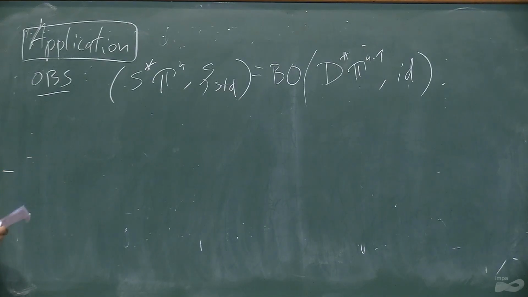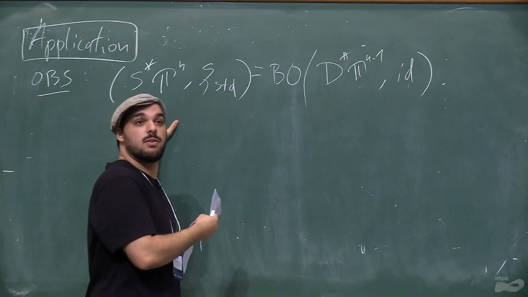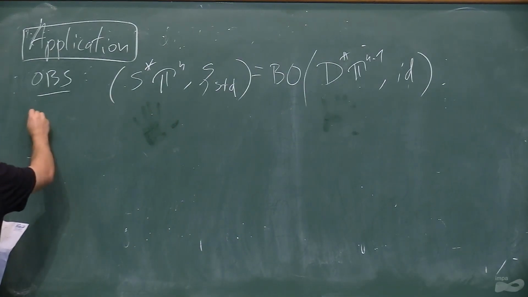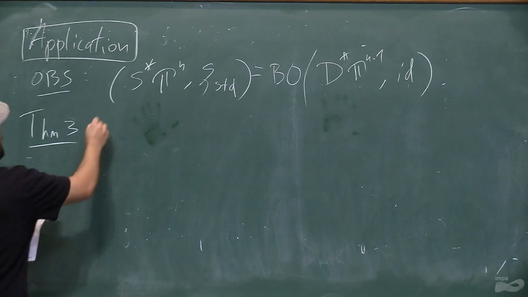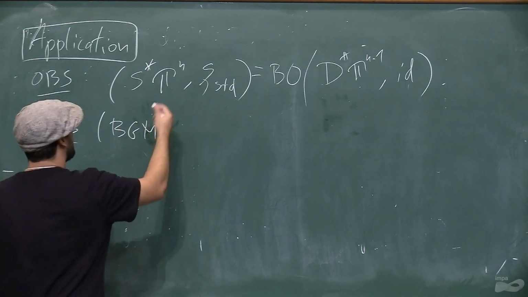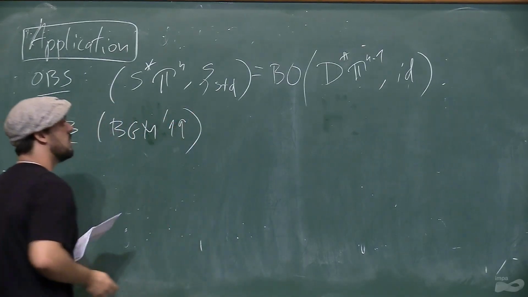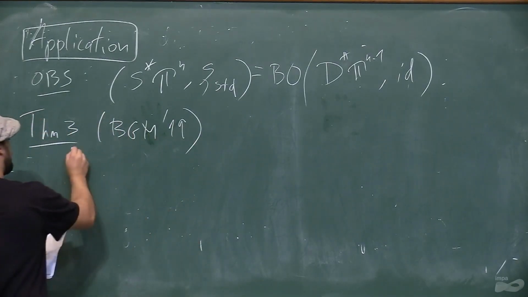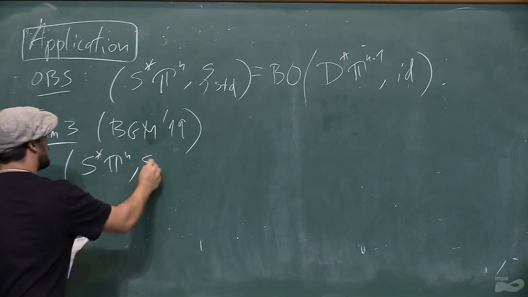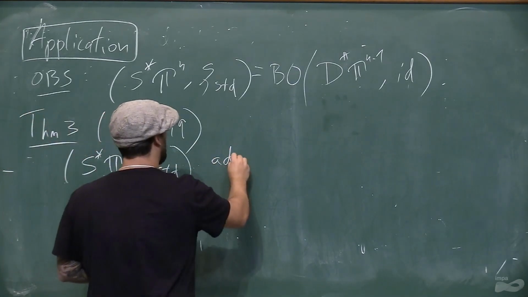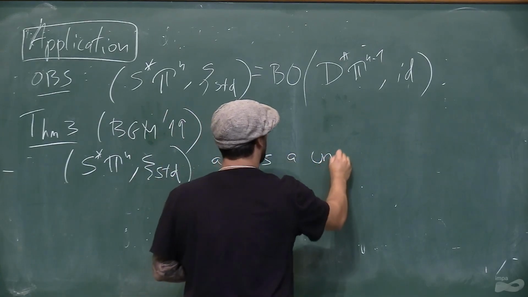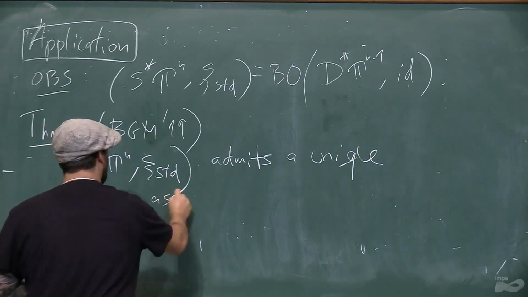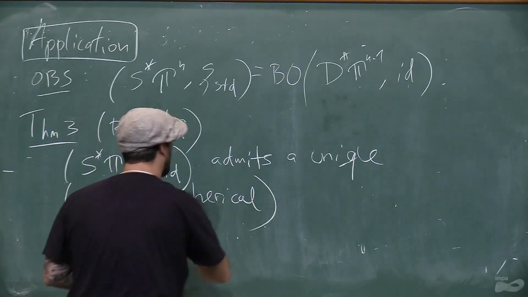So in this case, we know on the one hand that, of course, they're Stein fillable. But the result is that such a Stein filling, the standard one, is the unique strongly spherical filling up to diffeomorphism. So this contact structure admits a unique, let's say, symplectically spherical filling up to diffeomorphism.